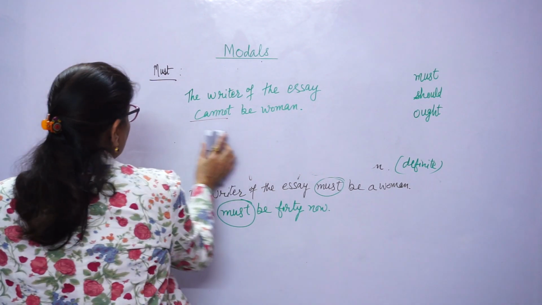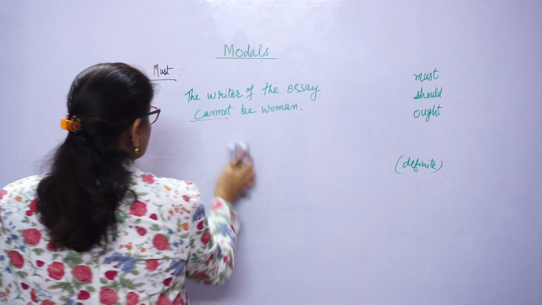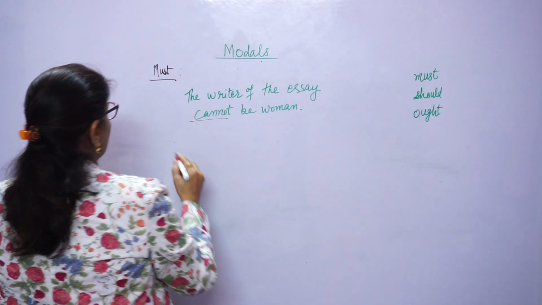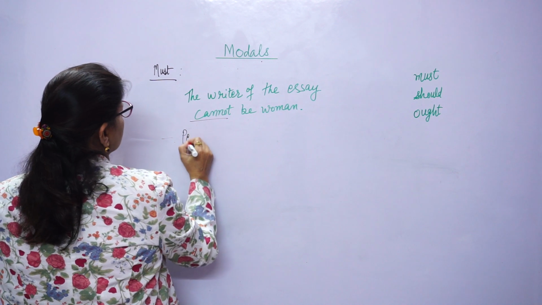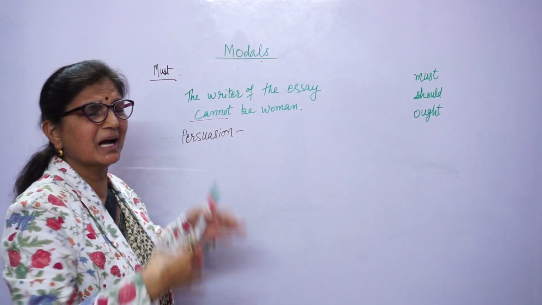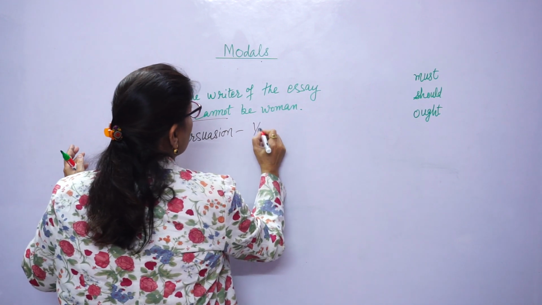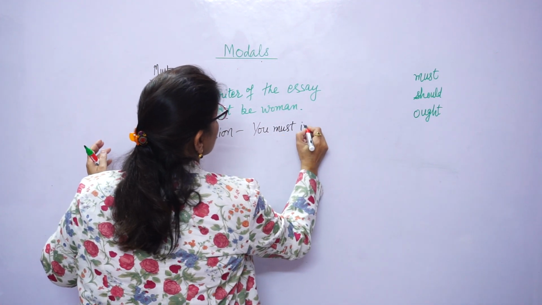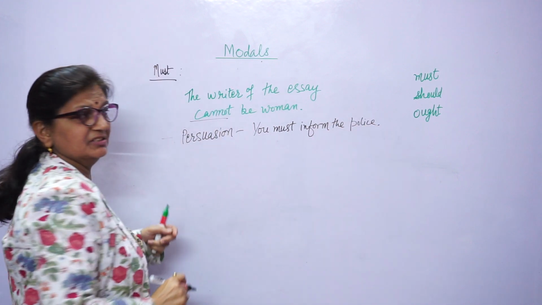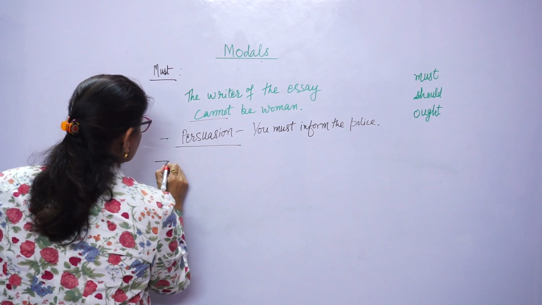So, now the more usage of must. When you want to persuade someone, persuasion. क्या होता है? किसी को आप किसी बात के लिए राजी करें, उसको एग्री कराएं कि ऐसा कर लो. फॉर एग्जाम्पल, you must inform the police. Here persuasion.